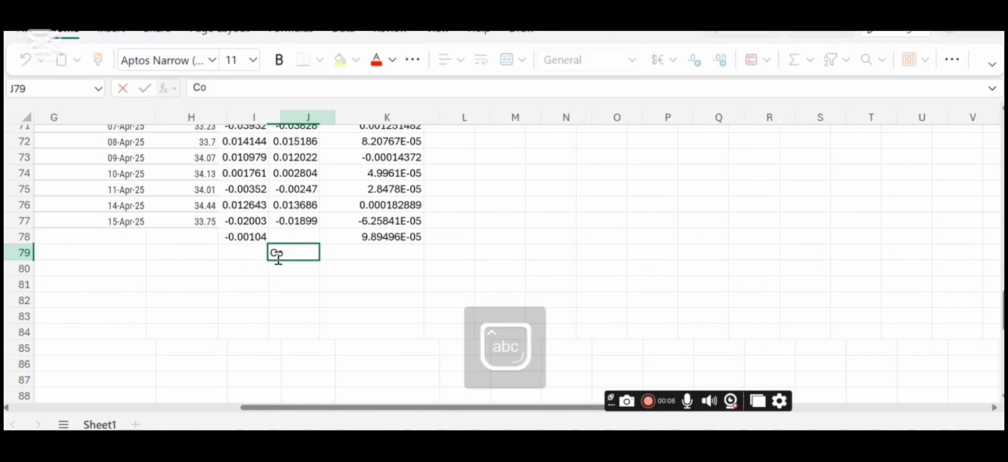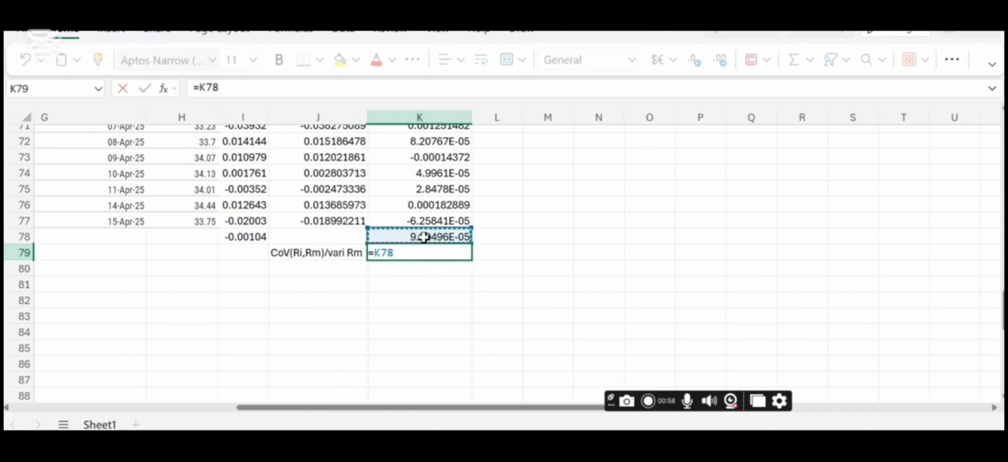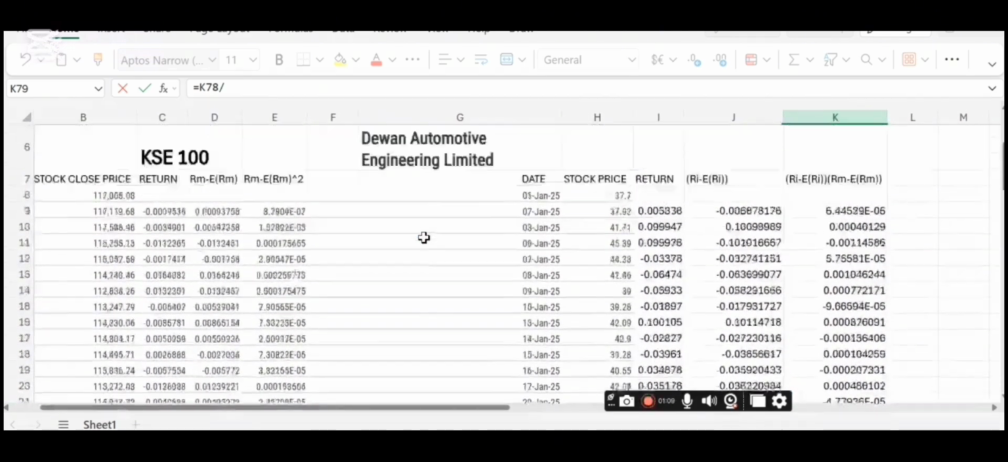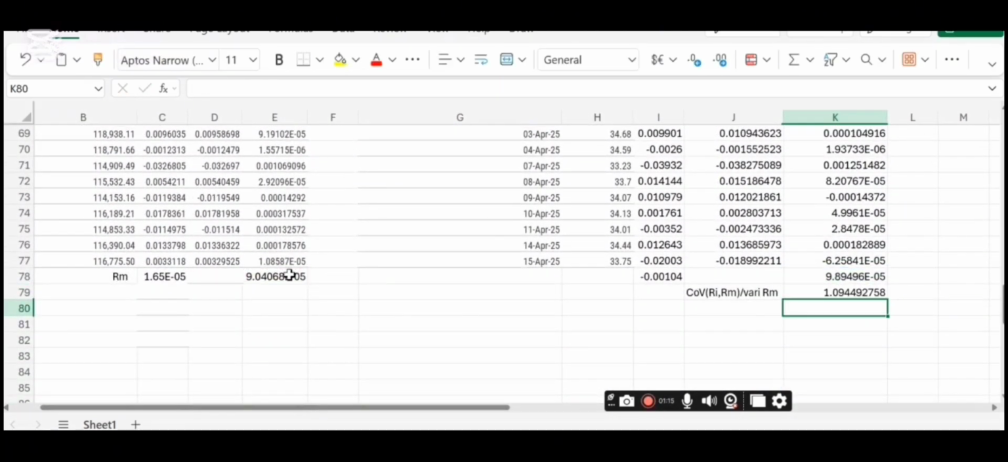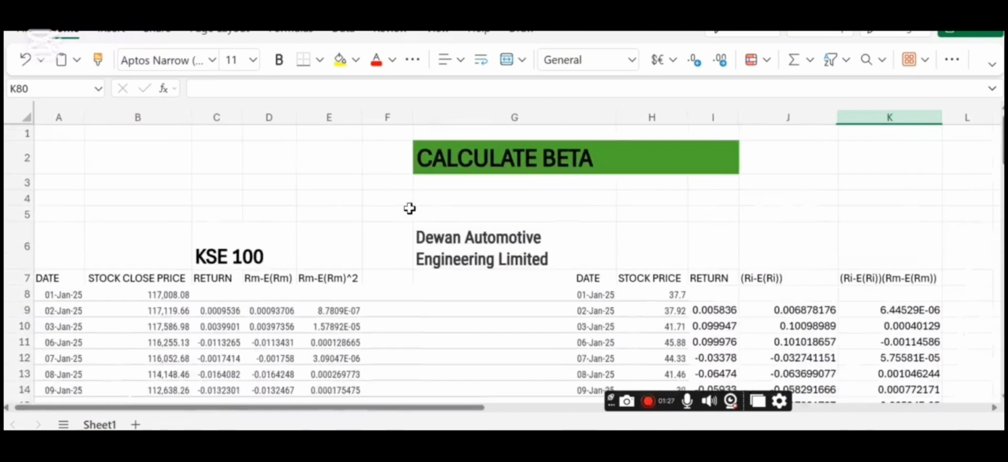So the beta formula is covariance, bracket, security return, comma, market returns, bracket close, divided by variance of market return. So simply we can take that answer with the sum and divide it by the KSE 100 answer, that we took the power of, the sum of all the numbers. So here is beta.